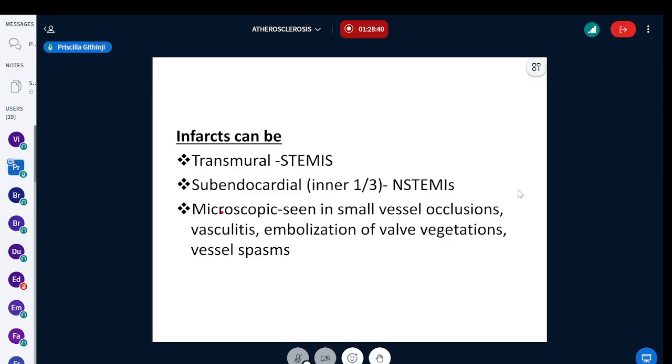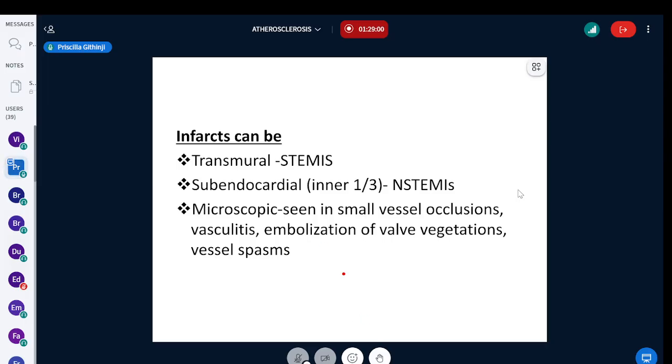Then you can have microscopic infarcts that are not visible, and these are usually seen in small vessel occlusions, in patients who have vasculitis, or you have embolization from valve vegetations. I've told you to learn about infective endocarditis, or where you have vessel spasms.